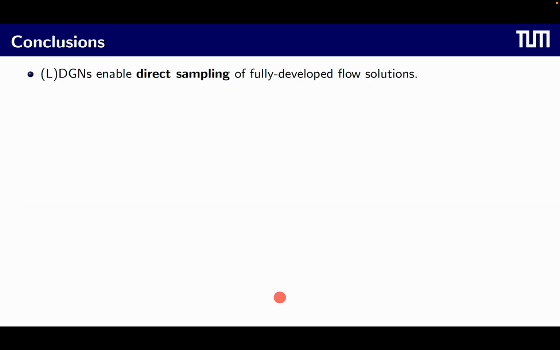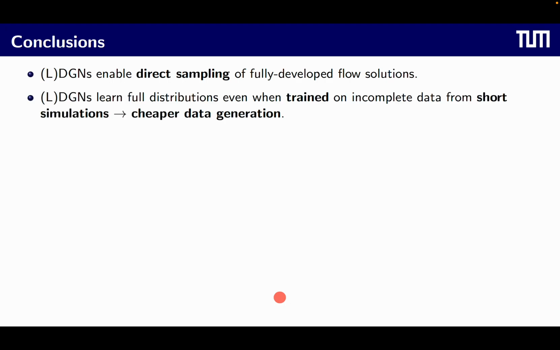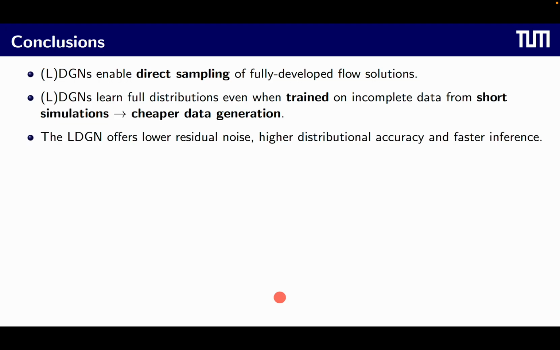So that's it. Here we have some highlights to conclude. We have seen through this presentation that with diffusion graph nets we can directly map geometries to fully developed flow solutions. If we evaluate these diffusion graph nets multiple times, then we can approximate the probability distributions. And we can do this even if the trajectories that were used for training were quite short, which is very important in terms of reducing the data generation costs. And the latent version of the diffusion graph net offered higher sample accuracy, higher distributional accuracy, and it was also faster.